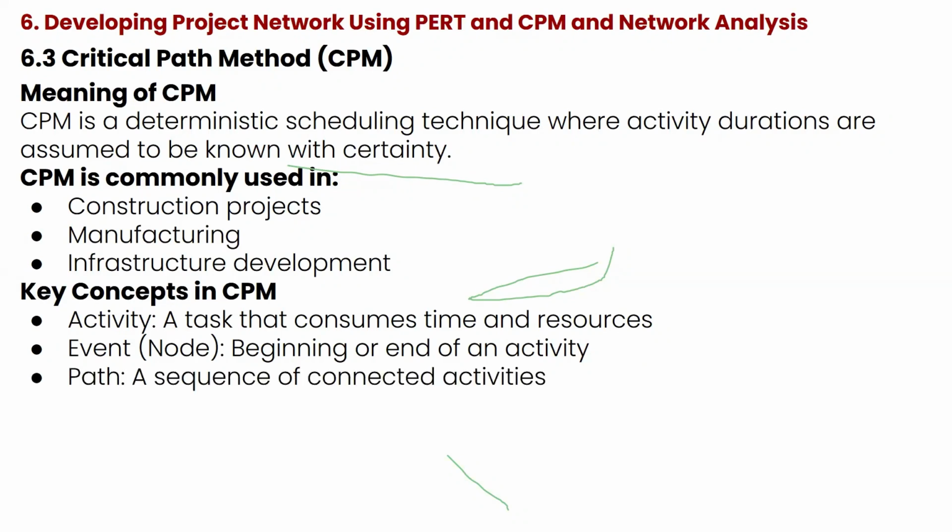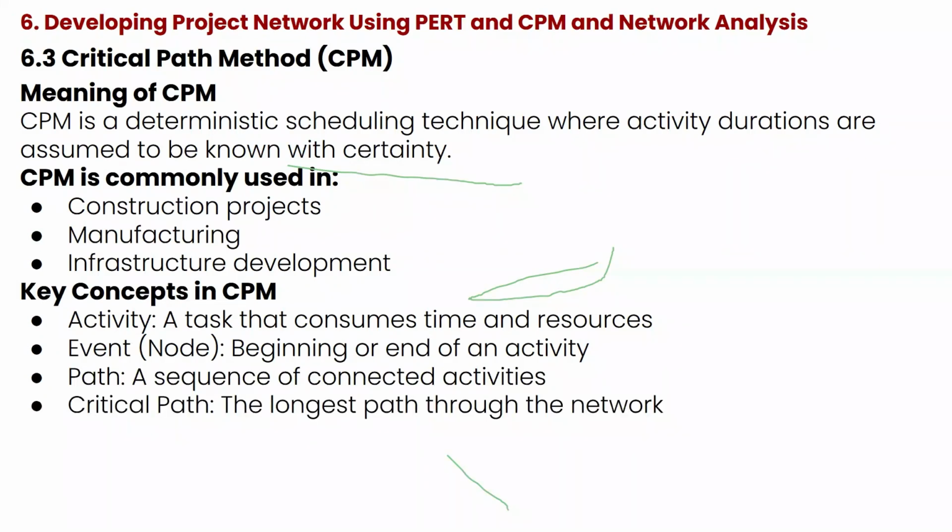You also have a path, which is a sequence of connected activities, how one activity is linked to the next. You also have what we refer to as a critical path. A critical path in project designs or network diagrams is usually the longest path through the network. The longest path through the network. I will show you all of this.